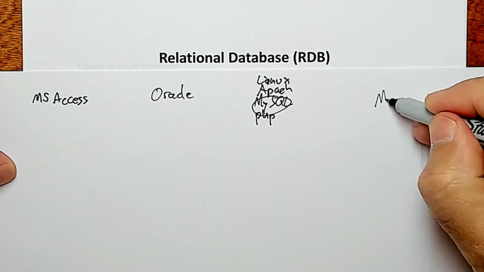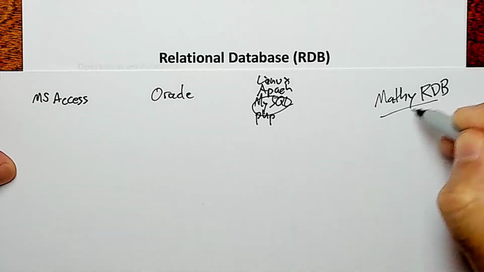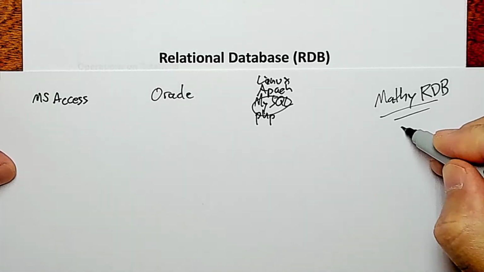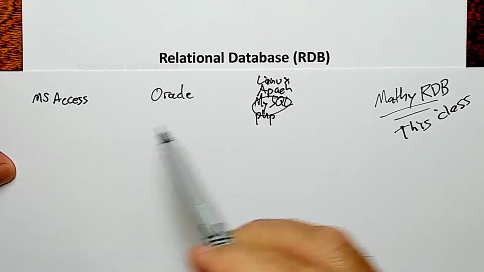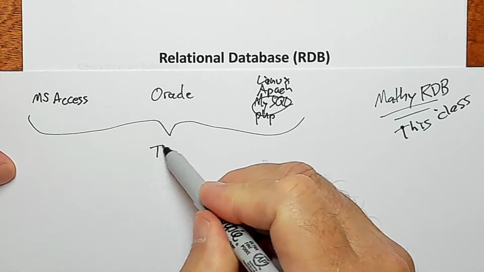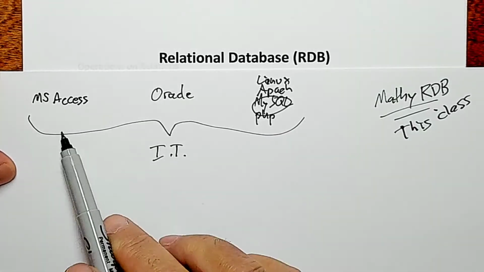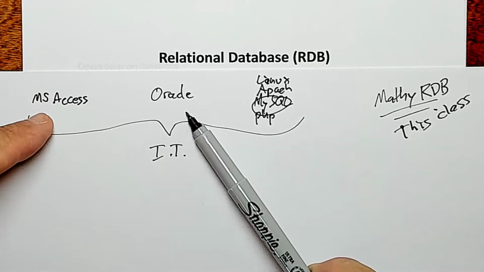And then there's MathRDB, which is what we're going to do. This is us. This is this class. So the reason I'm pointing out the differences between these two is these guys here are more of the information technology world, industrial, real world databases, which are really important.